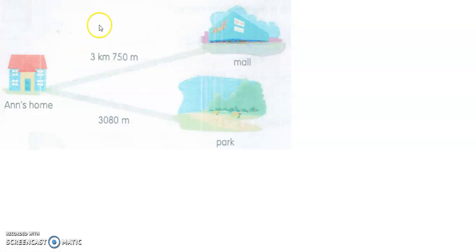now look at the two paths from Anne's home. This is Anne's home. We have two paths from this home, one to the mall, one to the park. The path to the mall is 3 kilometers 750 meters, and the one to the park is 3080 meters. It's measured here in meters only, and here it's measured in kilometers and meters.